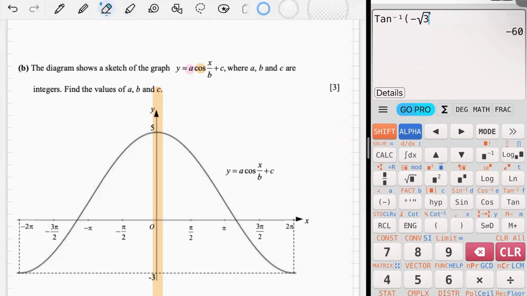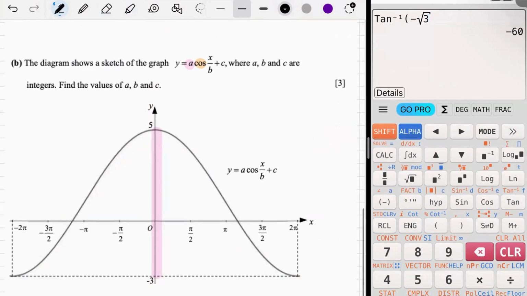So that means my A is a positive value. All right. So what I have from here is that we can see from here 5 to negative 3, right? Tells you that the whole distance here is 8. So when you have 8, and then you divide by 2, you cut it into half, what we will understand is my A will be equals to 4. All right, so my amplitude is 4.